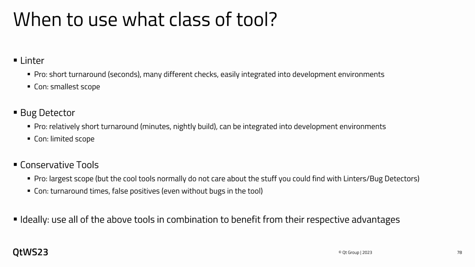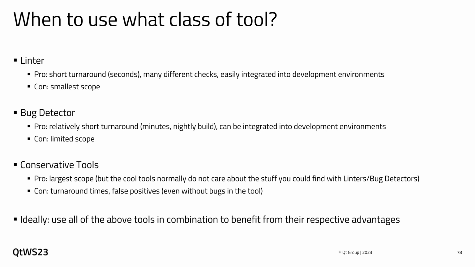If we start with bug detectors, that's more complex now. It's relatively short turnaround times, like minutes. Maybe the nightly build can do that in a few seconds. It's still doable with a feedback loop that's useful in daily, permanent use. Again, it can be integrated in the development environment. Still, the scope is wider than just the linters, a little bit wider, but not complete.